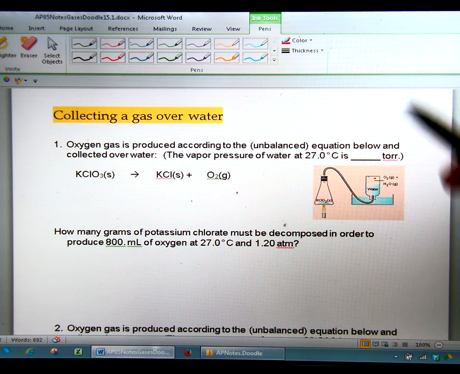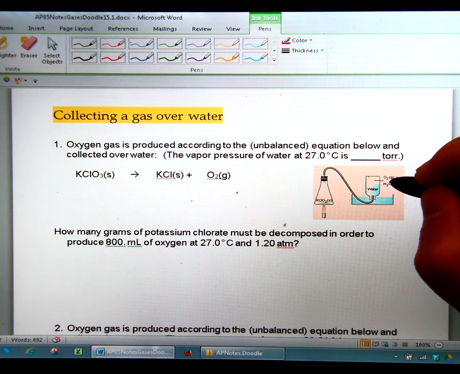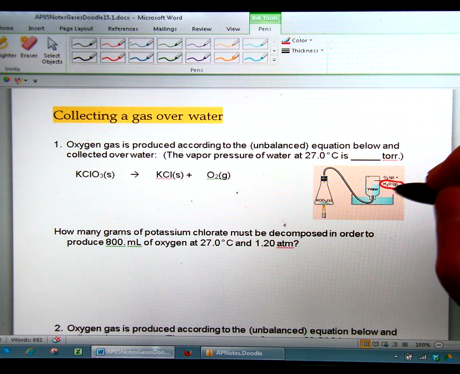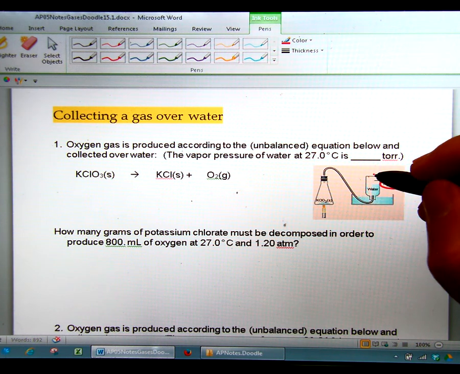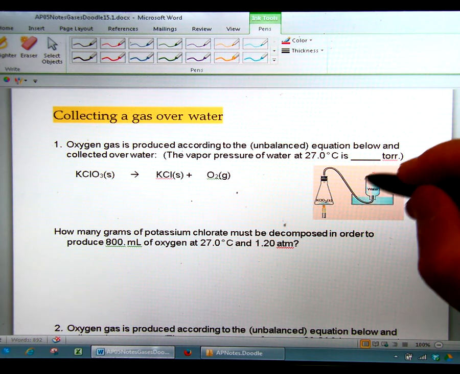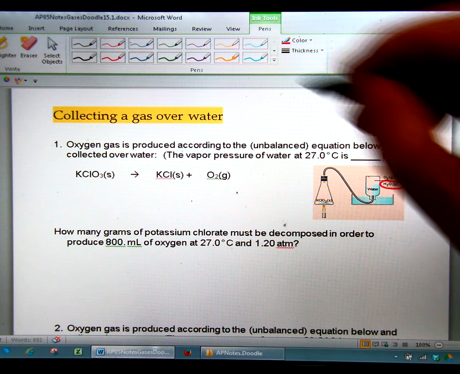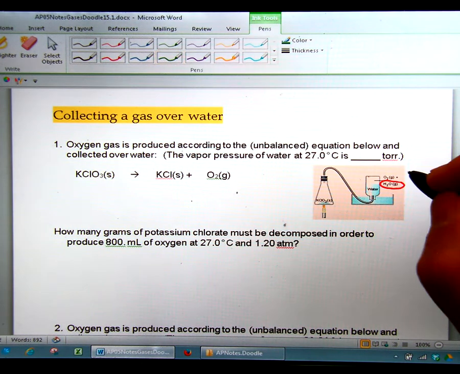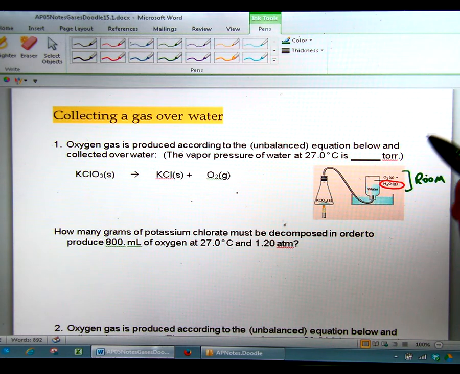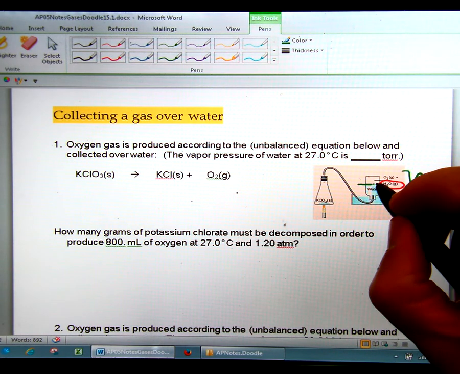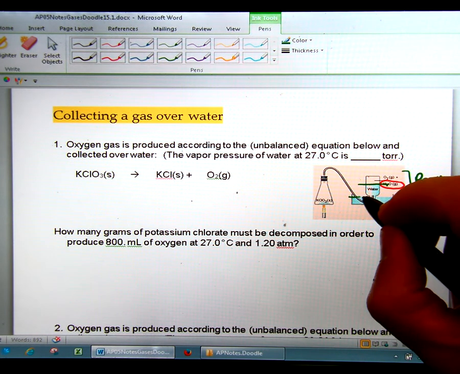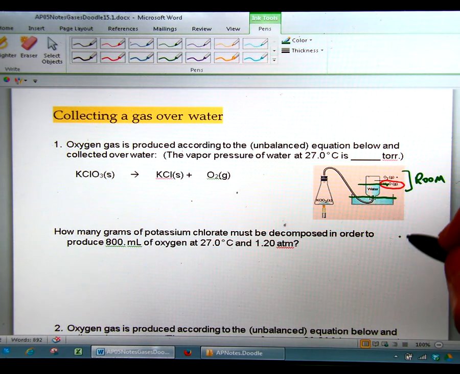The only thing you have to understand is that you also have water vapor in this container as well, because the water evaporates into the container. And so any pressure in this container is going to be the sum of the pressure of the oxygen, in this case, and the water vapor. The interesting thing is that both of these are going to add up to the room pressure as long as you make the level of this water level with this water. So in this diagram, it would not be accurate at this moment.